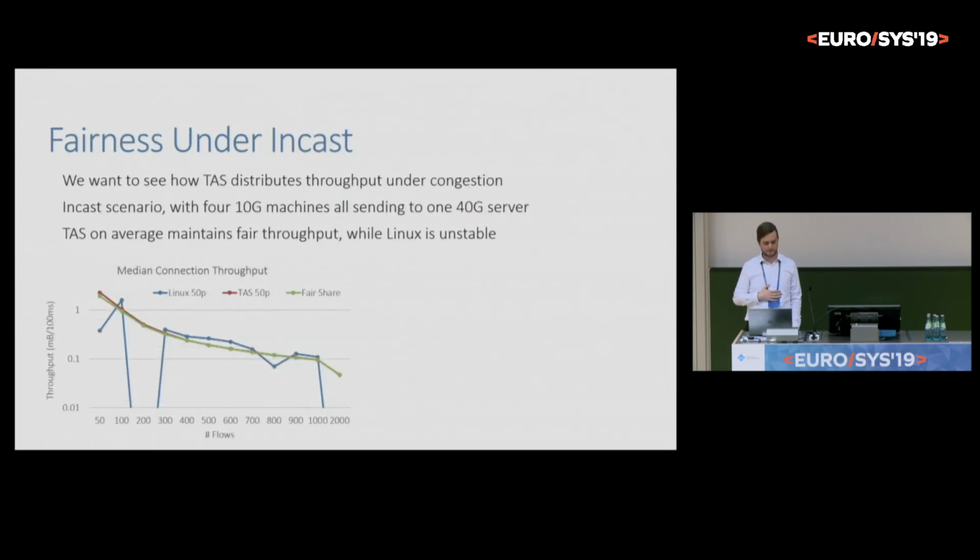Lastly, we run a fairness under incast experiment. What we do here is we saturate the 40 gigabit network card on our server with 4 10 gigabit machines, and then we run an increasing number of flows on the machine to see how TAS distributes this 40 gigabits among the flows. So we check each individual connection throughput over time and plot the median of that on this graph here. So what we want to see is TAS and Linux being close to a fair share of performance.